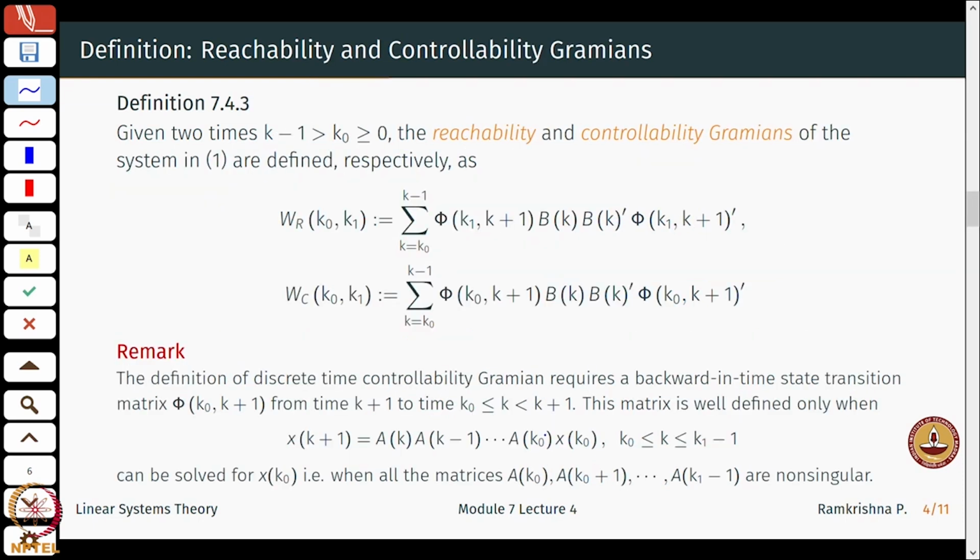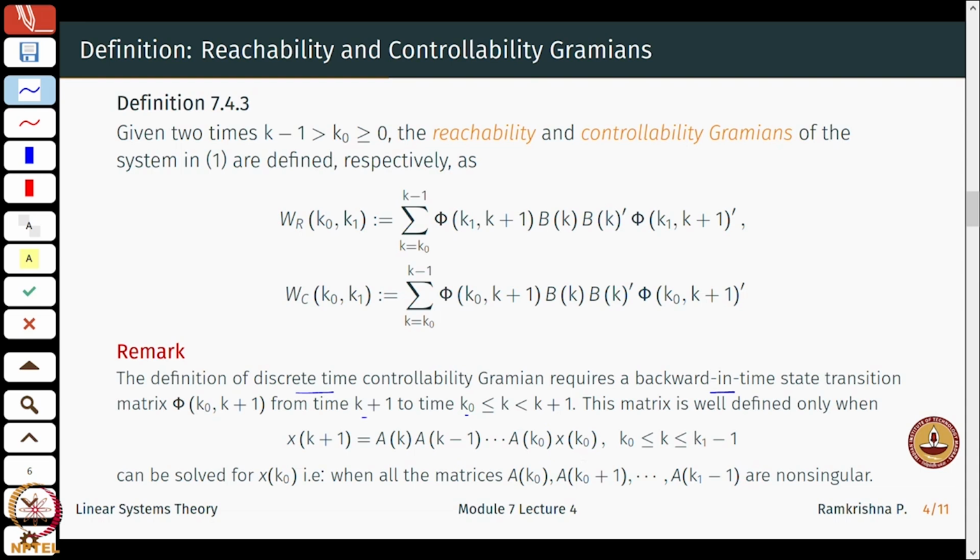In a very similar way as for continuous time systems, we define the controllability gramians, which will be useful for us in checking the conditions for controllability. There is a slight distinction when we translate from continuous time systems to discrete time systems. An important thing to observe here is that the definition of discrete time controllability requires a backward in time state transition matrix from k plus 1 to k naught.